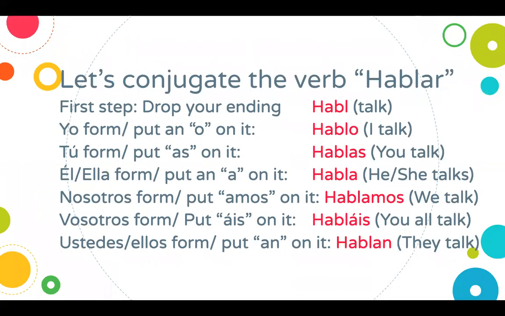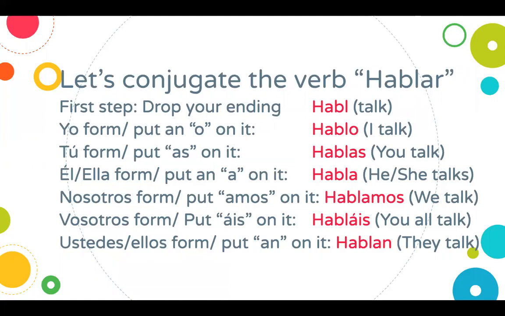Okay, so the first step is dropping your ending. So we have H-A-B-L, habl. For the yo form, you just put an o on the end, so it should say hablo. For the tú form, you put as on the end, so it should say hablas.